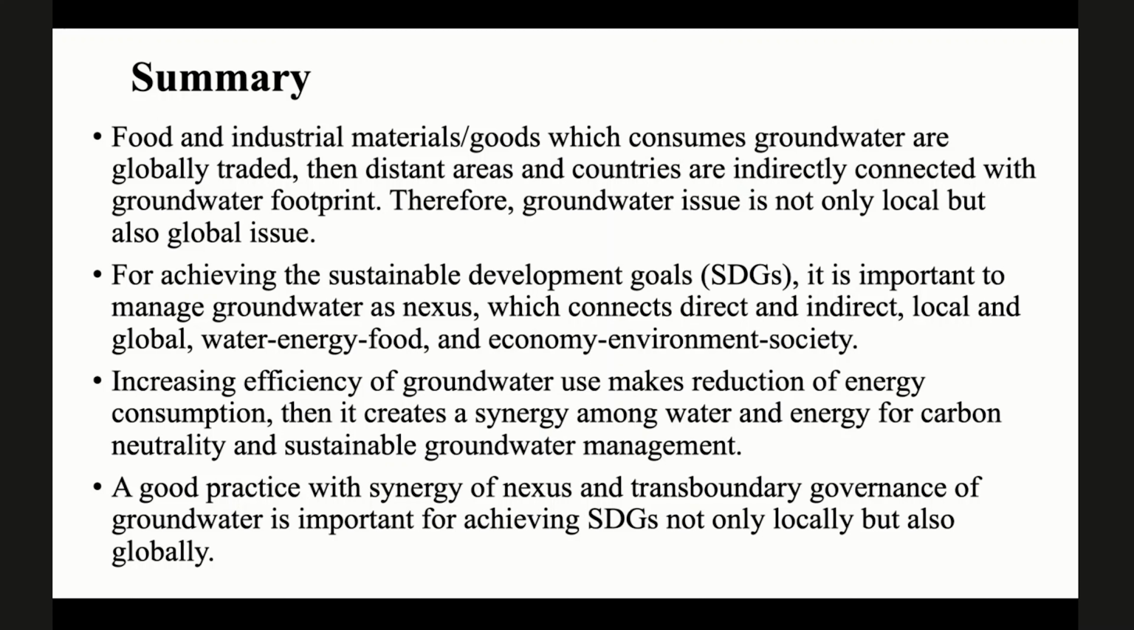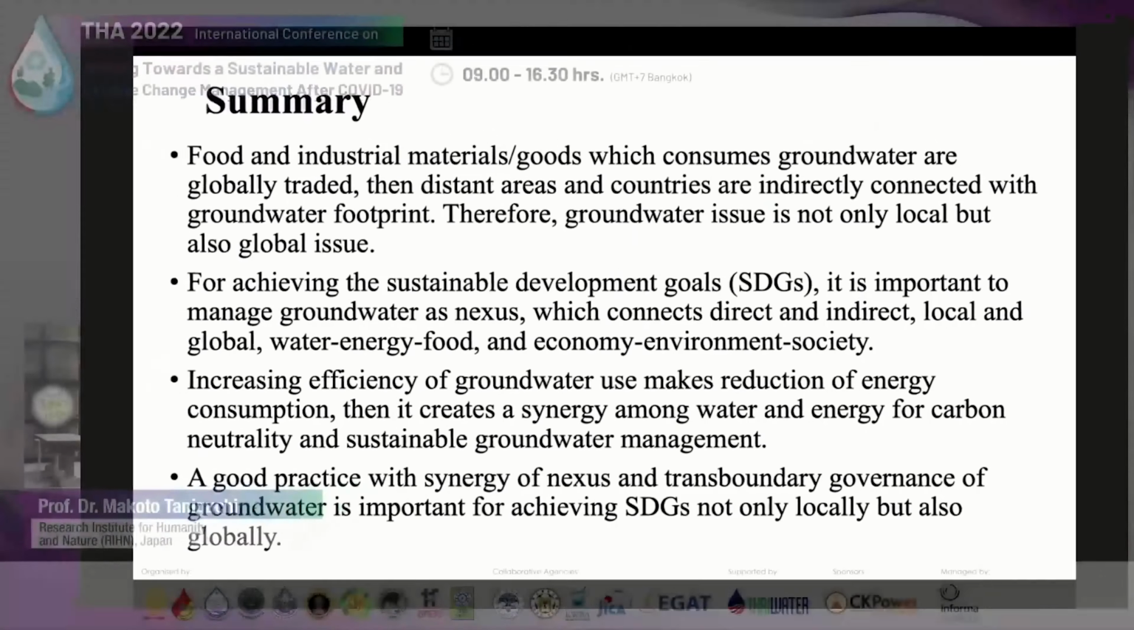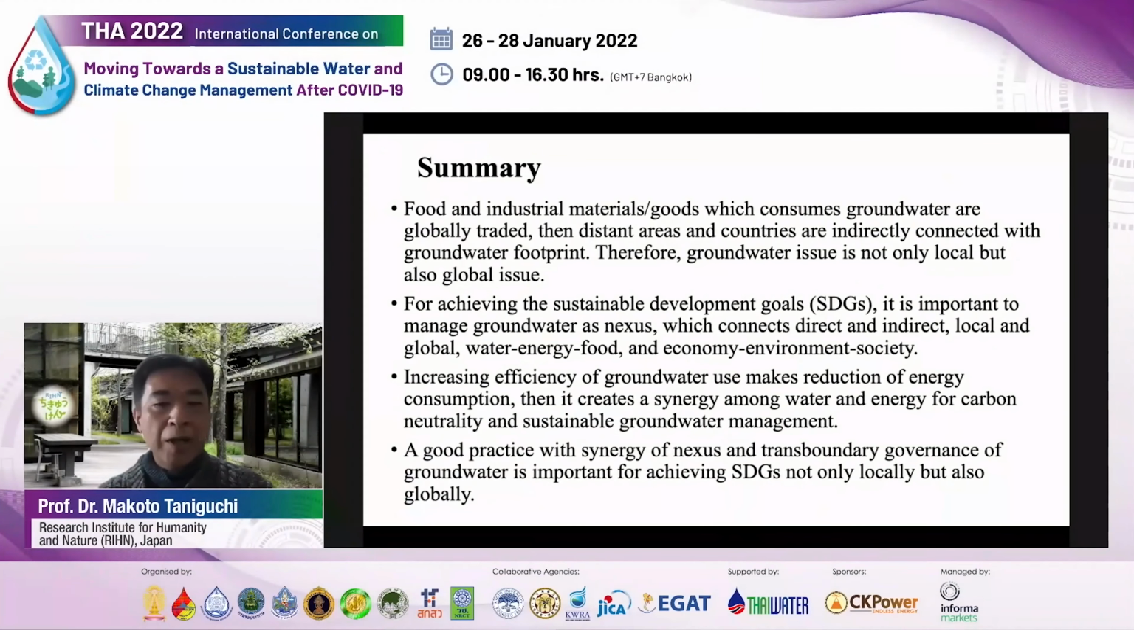And thirdly, increasing the efficiency of groundwater use reduces energy consumption. Then it creates a synergy between water and energy for carbon neutrality and sustainable groundwater management. A good practice such as Kumamoto, with synergy of the nexus and transboundary governance of groundwater, is important for achieving the SDGs, not only locally, but also globally.